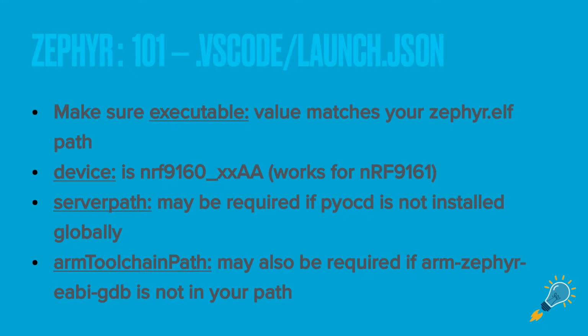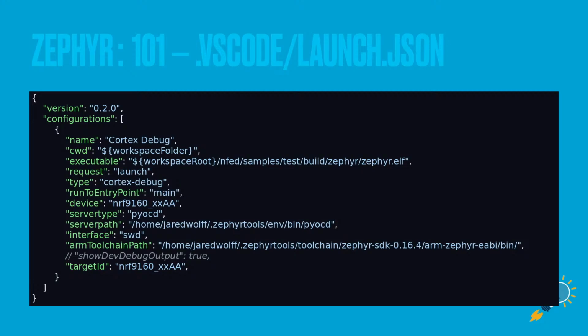So make sure that anything highlighted here is the actual variable name inside the JSON. So executable needs to match the path of your Zephyr.elf. Actually, I think I did the full path, or I used the workspace route, and then the rest of the way there.